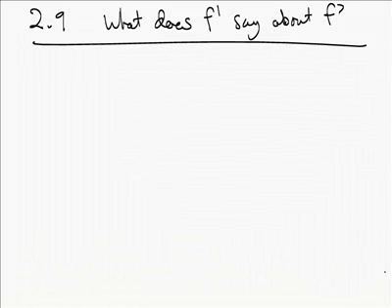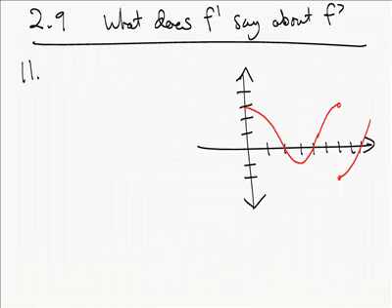Alright, just going to look at a few examples here from 2.9. You don't have too many homework problems, I don't think, from 2.9, but we'll take a look at a few examples. I want to start with number 11, so let me draw the graph of that. And it looks something like this. So the first thing we want to determine, this is a graph of the derivative f prime of a continuous function. So this is f prime.